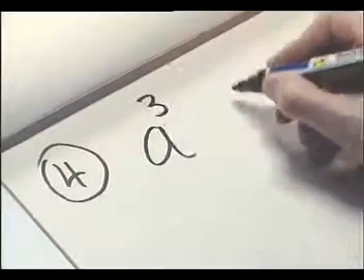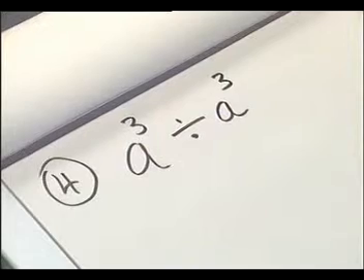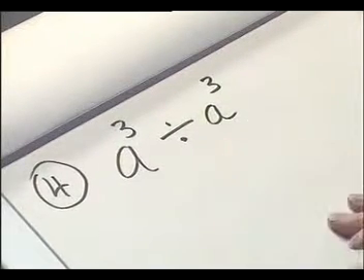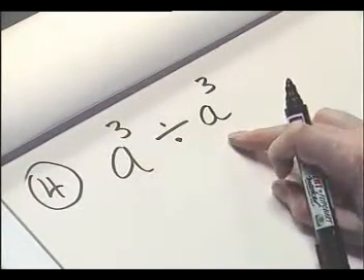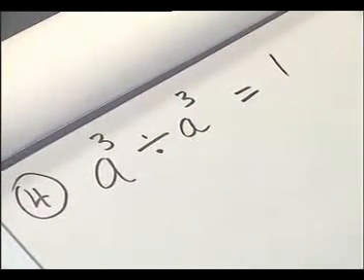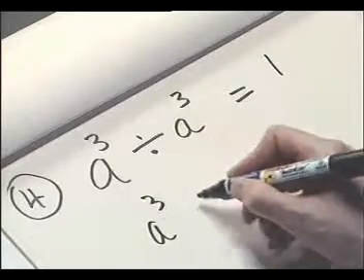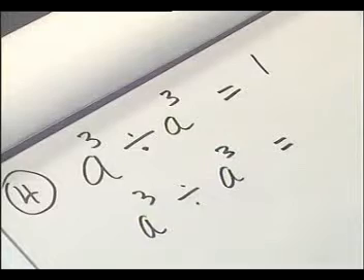Let's have a look at a cubed divided by a cubed. Well, we know the answer to that. A cubed divided by a cubed, we're dividing something by itself. So the answer has got to be 1.